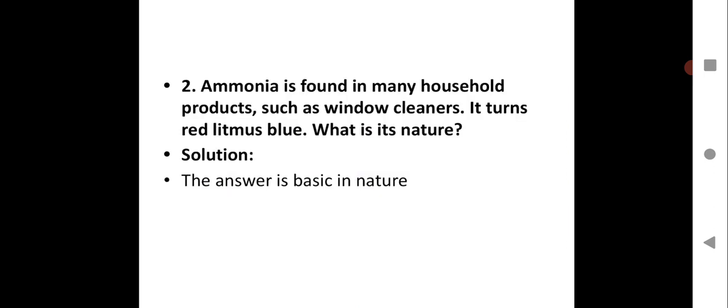Do write. Next, ammonia is found in many household products such as window cleaners. It turns red litmus paper blue. What is its nature? The answer is basic in nature, because it turns red litmus blue. So here the clue is given to you: any substance that changes red litmus paper to blue is always basic in nature. So the correct answer is basic in nature.